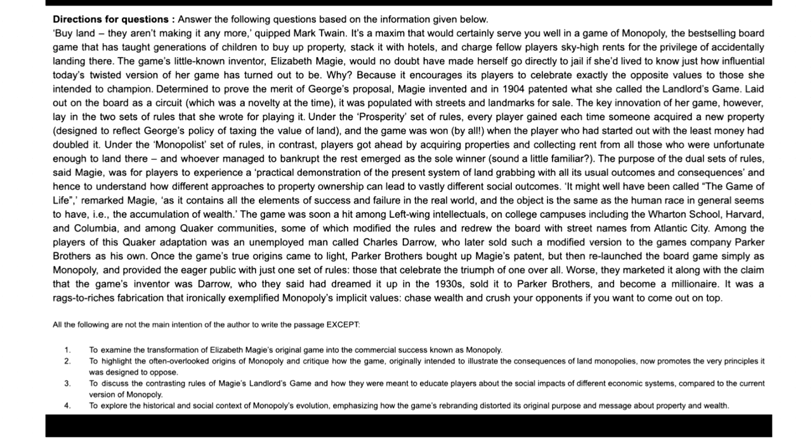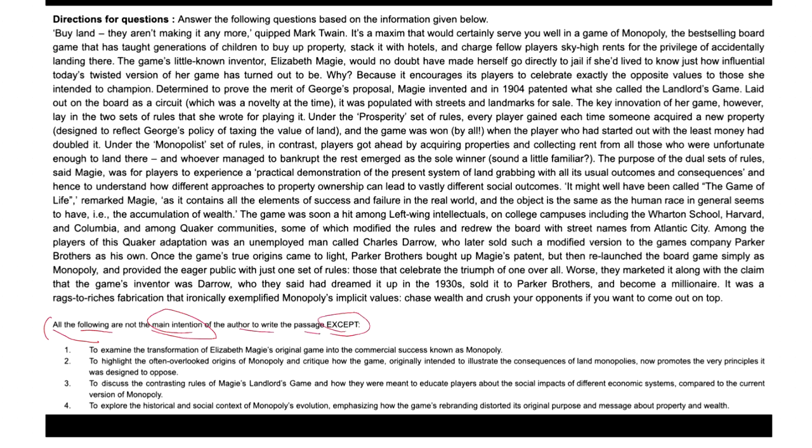So we have another question from the same text, and the direction for the question is: we need to find out the appropriate choice on the basis of the given question below. So, as we have understood the text, let's look at the question. What does the question point out? The question stated: all the following are not the main intention of the author to write the passage, except.